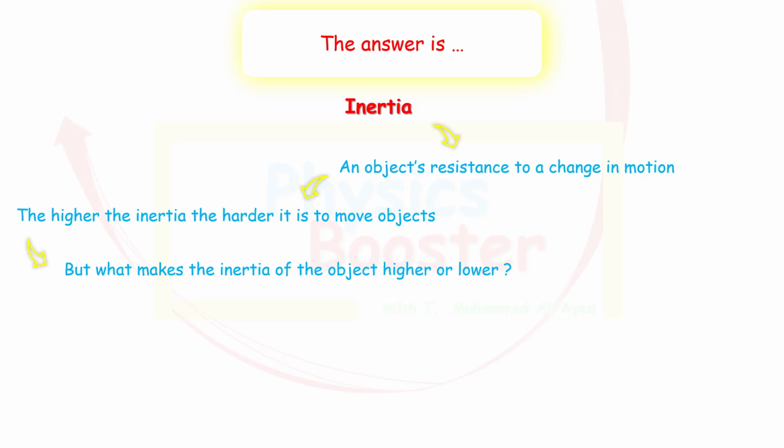Okay, we understand the concept of inertia, but how can we increase the inertia of an object? How can we increase its resistance to change in motion, or how can we reduce its resistance to change in motion? Well, the answer is simply mass. There's a very direct relationship between inertia and mass.